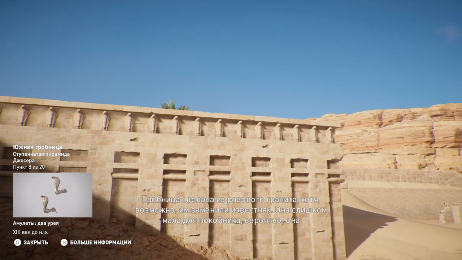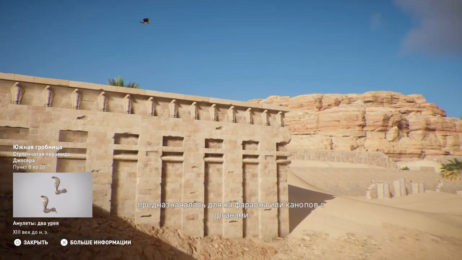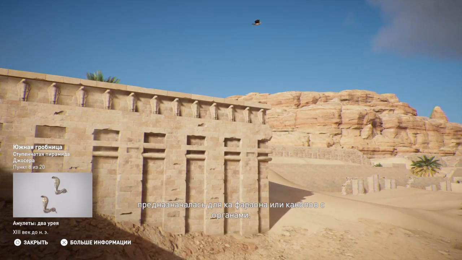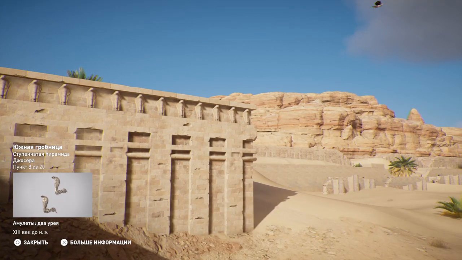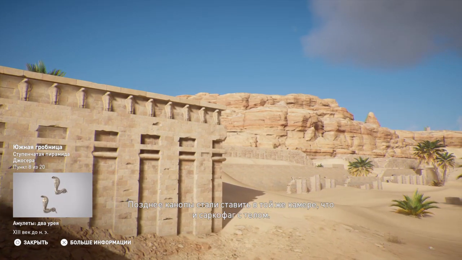Too small for a body, it is possible that the tomb was intended for the king's ka, or to hold the canopic jars containing the king's organs. Later traditions in burials would have the canopic jars in the same chamber as the body.